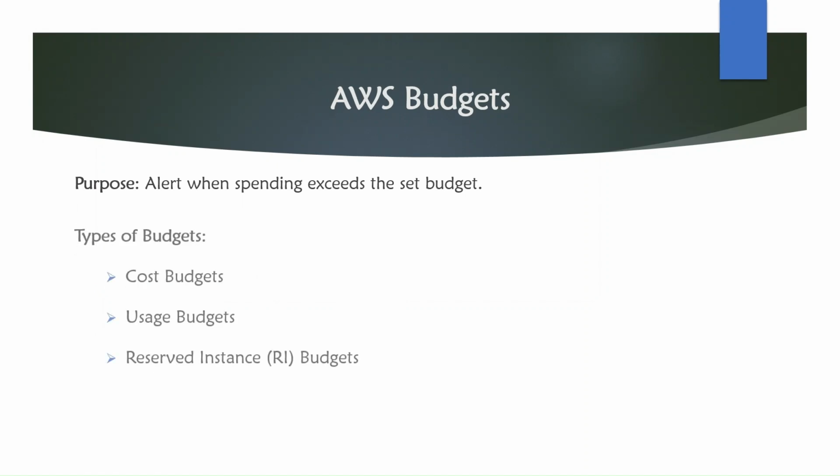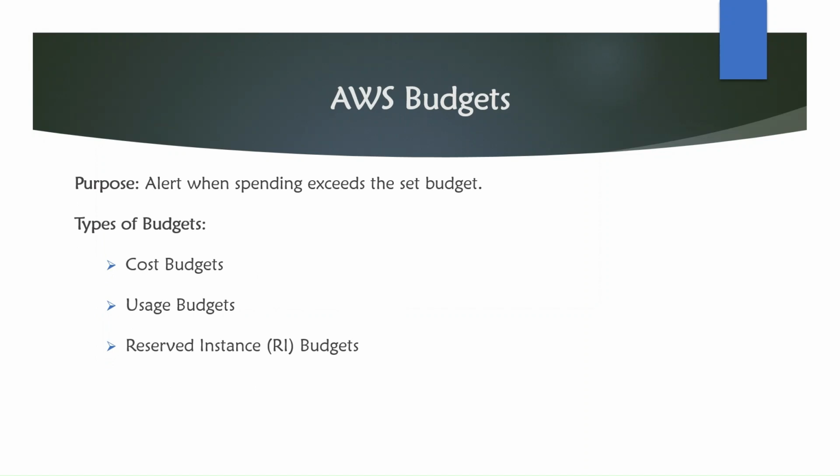So what are the types of budgets we have? Cost budgets. So these budgets track and manage overall spending across AWS services. Users can set a maximum spend limit for specific services or the entire AWS account. If the actual cost exceeds the budget amount, alerts are triggered.